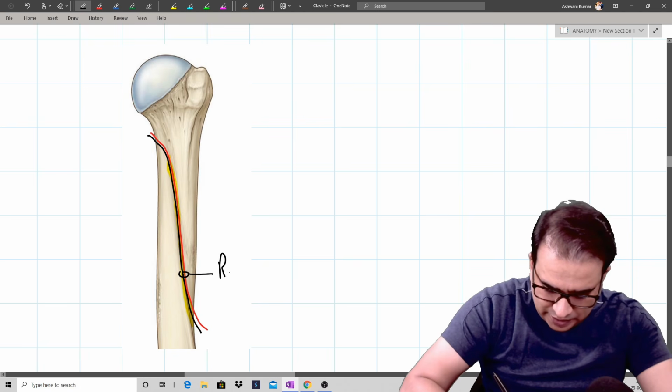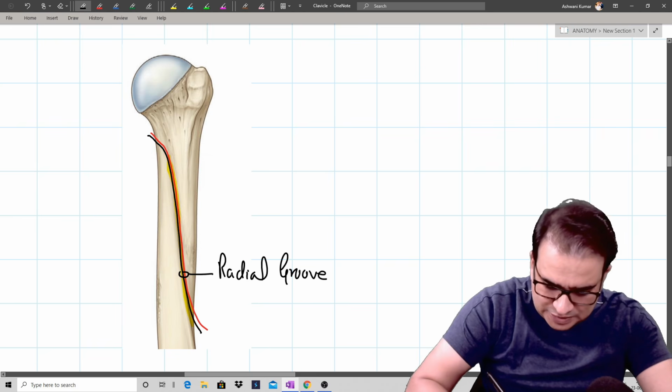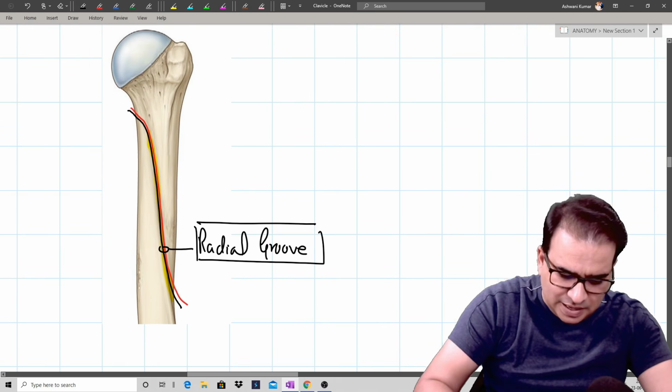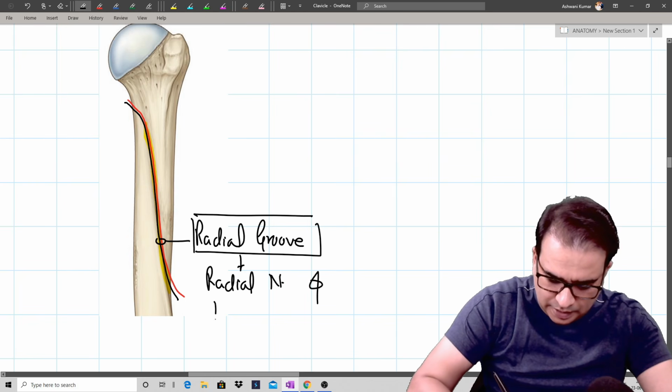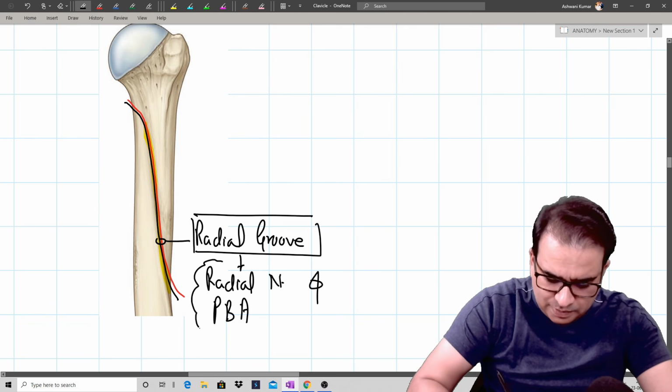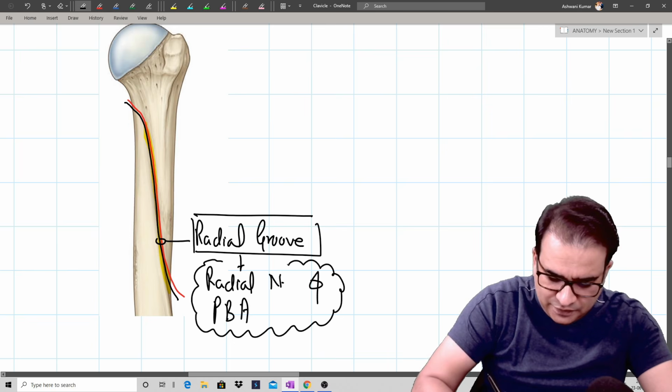So that's the radial groove or spiral groove, because it is spirally present. And what you can see in the radial and the spiral groove, we got the radial nerve and profunda brachii artery. Profunda brachii vessels, basically artery, vein, both will be there. So profunda brachii vessels.